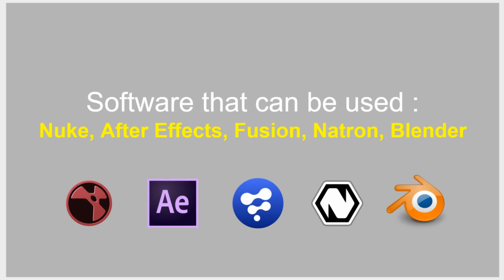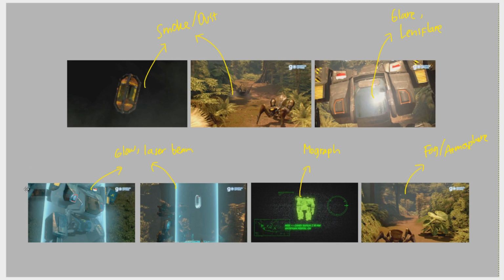Okay, now compositing. There are some tools that can handle the compositing stage. Software like Nuke, After Effects, Fusion, Natron, and Blender can help us handle this job. As you can see here, there are smoke and dust elements that I put on top of the rendered frames to give a believable feeling to the shots. We can also add simple effects like glare, lens flare, and glow. Adding some motion graphics will also help the story, and can also be done in the compositing stage.